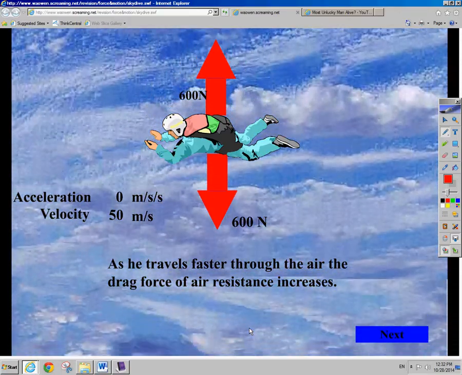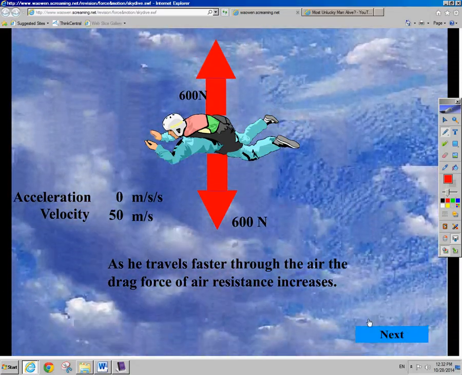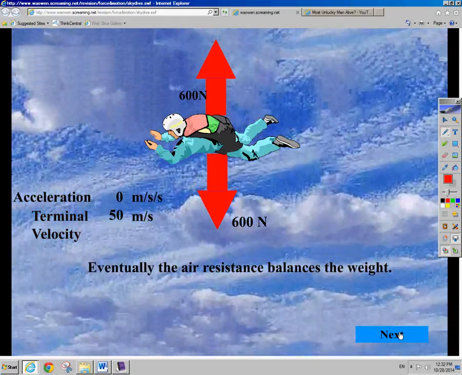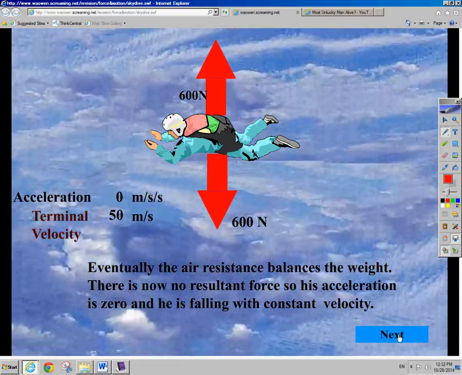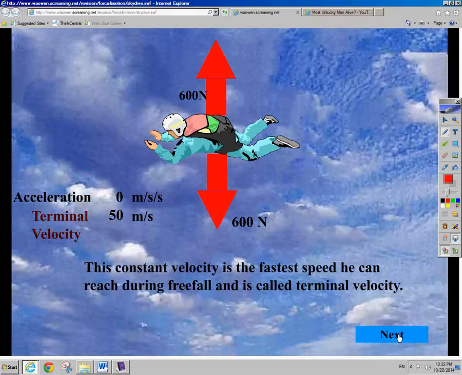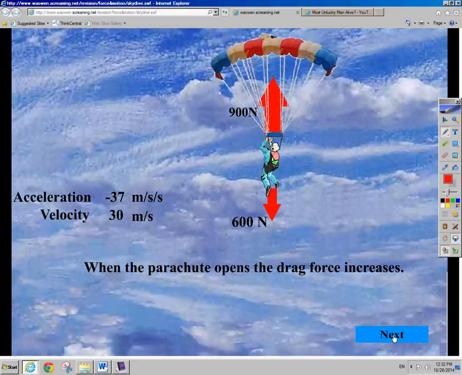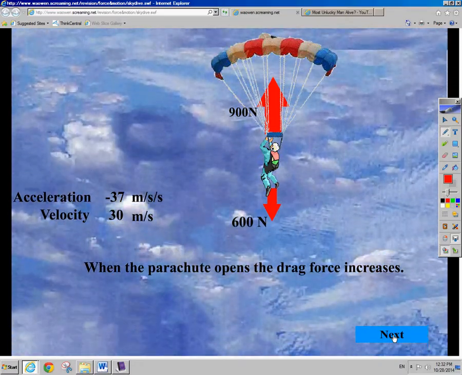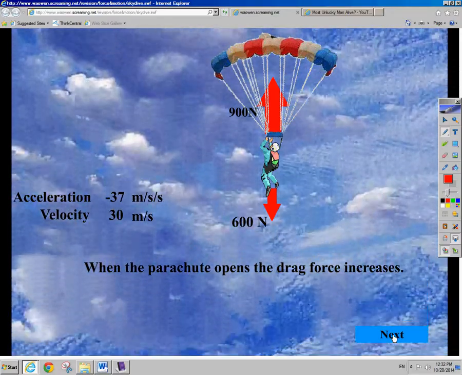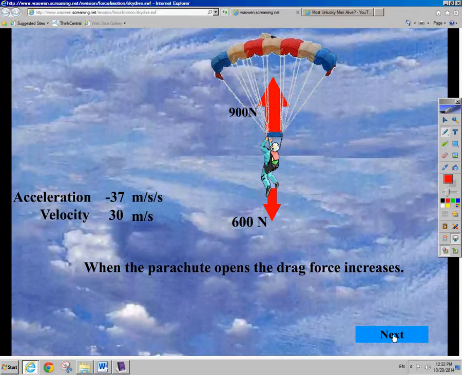Now, check this next business out. The skydiver is going to open the parachute up, and the air drag force, the air resistance, is actually going to increase. That's the terminal velocity, that's what we were just saying. Okay, here comes the parachute. Now, once the parachute opens up, for just a brief moment, the acceleration is negative 37 meters per second squared. They slow down at the rate that they're falling from 50 to 30.